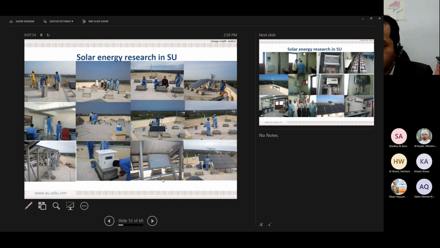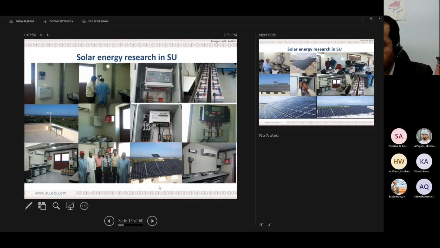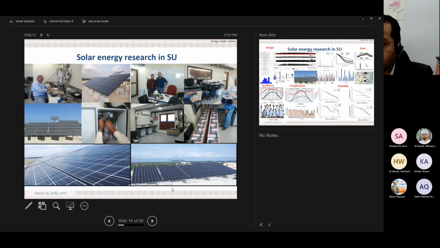Here is the group working with me at that time to establish the work outside the lab and inside the lab. We have the equipment: batteries, charge controller, and data logger. Here we have a complete lab with good, up-to-date infrastructure in the field of solar photovoltaic.